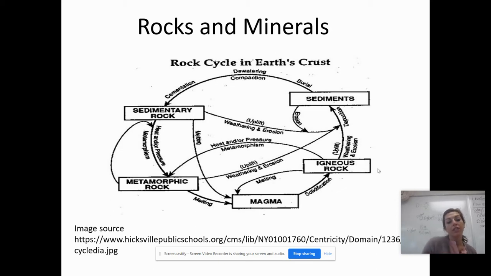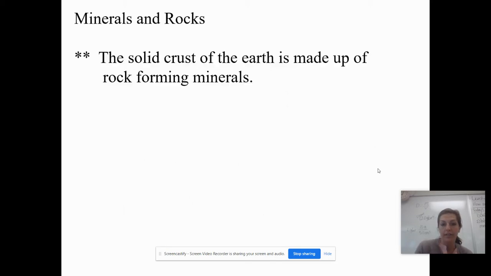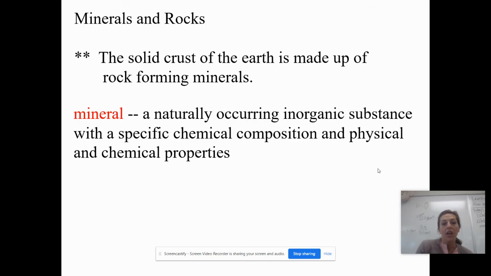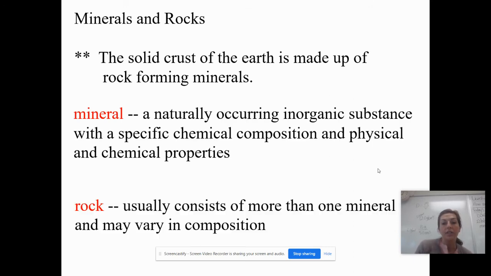Okay, so this first slide is the rock cycle in Earth's crust, and it looks really confusing because there's a bunch of arrows everywhere, right? Well, the reason why there's arrows everywhere is because the rock cycle is a continuous cycle. It never stops, and it happens inside of the Earth's crust.